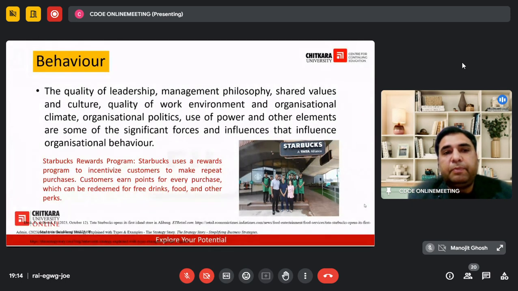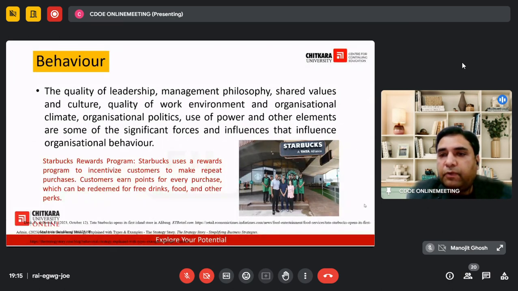I can share the example of Starbucks. What type of behavior are they creating? They are using a reward program for the people who are associated with them. I think the same is now being repeated by many companies. Suppose you have bought any product from any organization, you are regularly receiving a communication. What type of communication?